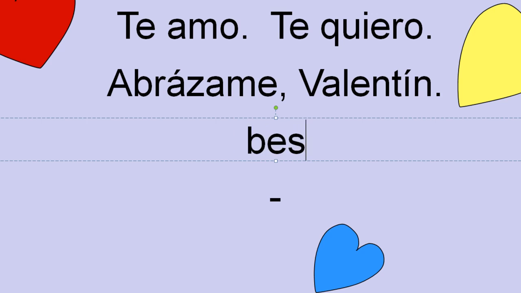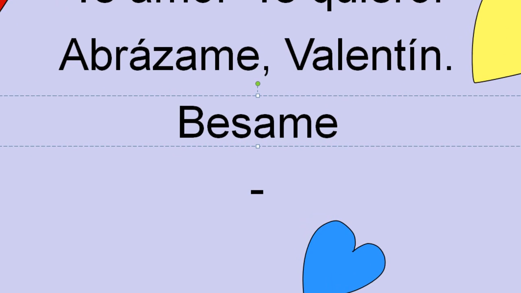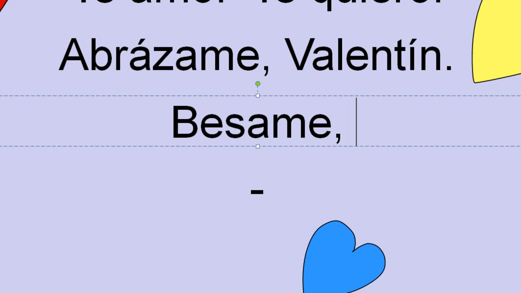Well, let's look at that word beso again. Beso comes from besar, which means to kiss. So we're going to say kiss. Kiss me. It's a verb now. Besa. So watch. Besame, comma, because we're talking to somebody. But wait a minute. That looks like besame.